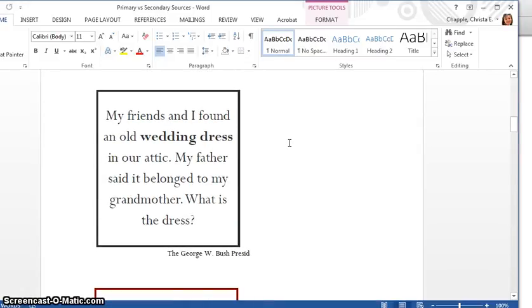My friends and I found an old wedding dress in our attic. My father said it belonged to my grandmother. What is the dress? Okay, think about that. Remember, primary sources can be objects too, like clothes. So yeah, the wedding dress is a primary source.